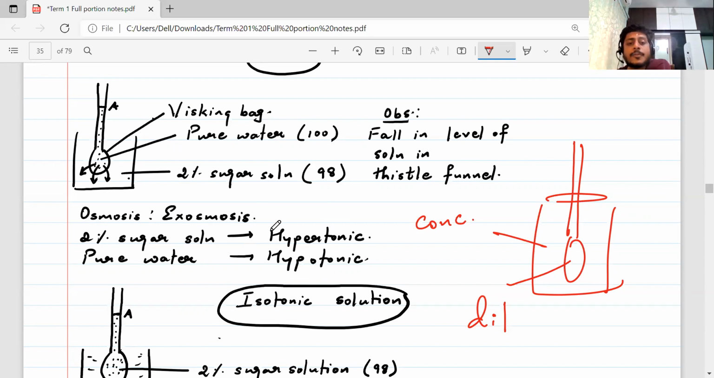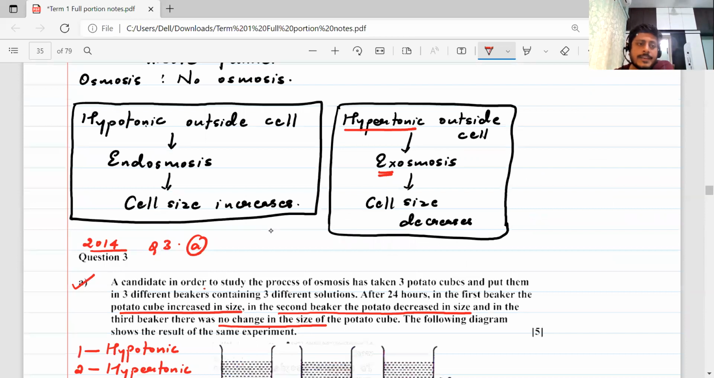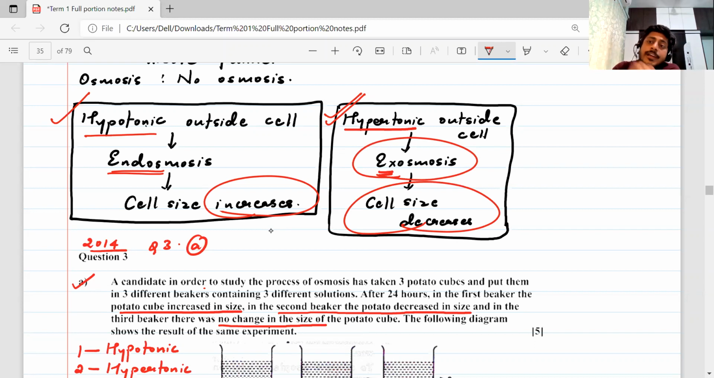So hypo is endo, hyper is exo and iso is no change. These three boxes are important. सेल के बाहर का solution अगर हाइपोटोनिक है तो सेल के अंदर पानी जाएगा, एंडोस्मोसिस होगा और सेल का साइज बढ़ेगा. सेल के बाहर का solution अगर हाइपरटोनिक है तो एक्सोस्मोसिस होगा, सेल का साइज घटेगा. सेल के बाहर का solution अगर आइसोटोनिक है तो नो ऑस्मोसिस होगा, सेल का साइज विल रिमेन द सेम.